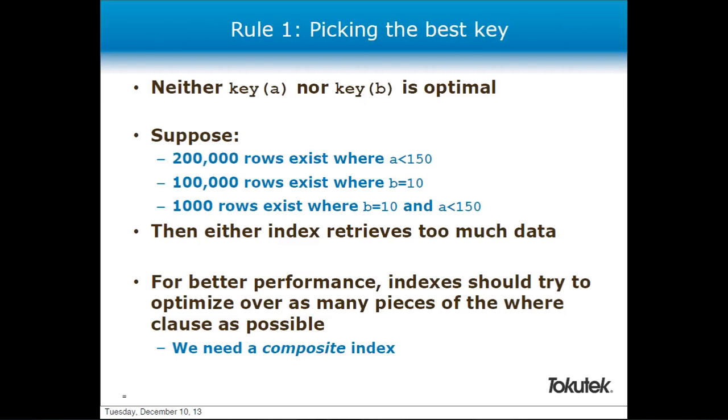The problem is that really neither key of A nor key of B is optimal. Suppose, as an example, you have 200,000 rows where A is less than 150 and 100,000 rows where B is equal to 10. In this case, technically, B is more selective than A, so you're going to want to use the key of B. But still, your query result only has 1,000 rows where both are true. So both indexes are still retrieving too much data. For better performance, you should try to use a composite index. You want your index to optimize over as many pieces of the where clause as possible.